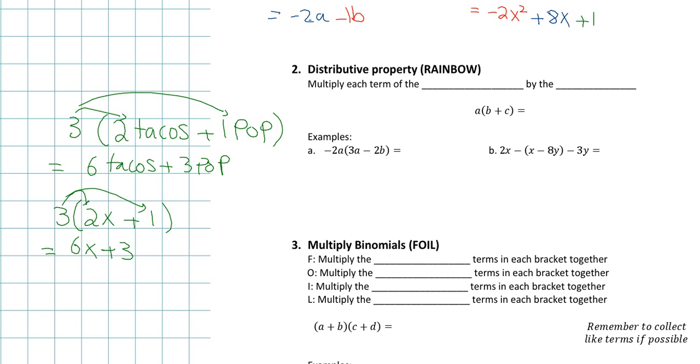Does that make sense? What doesn't make sense? Mm-hmm. Because what's 3 times 2? So you get 6x. What's 3 times 1? So you get plus 3. Okay? Are we good with that? So you're always multiplying the term or the letter or the number that's in front of your bracket by each term inside your bracket.